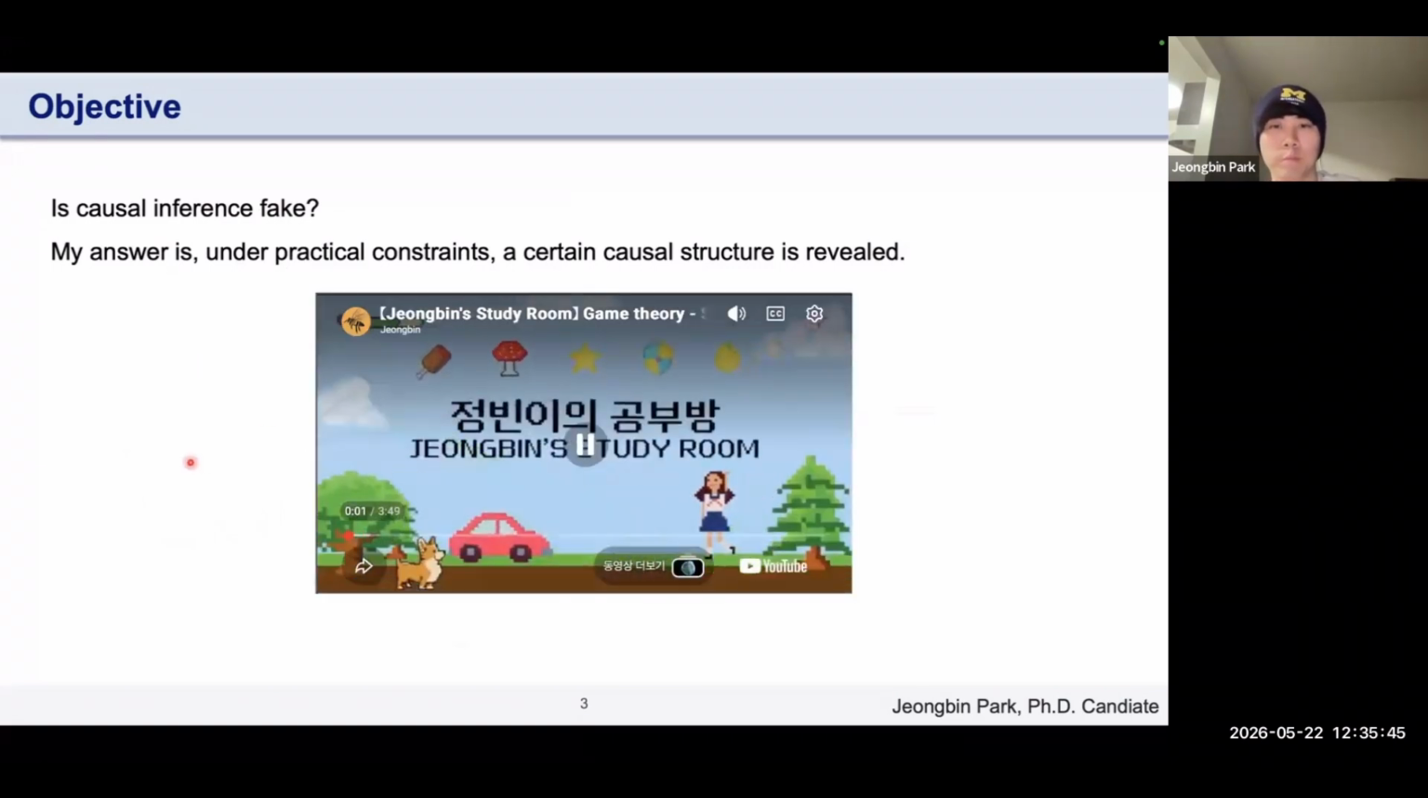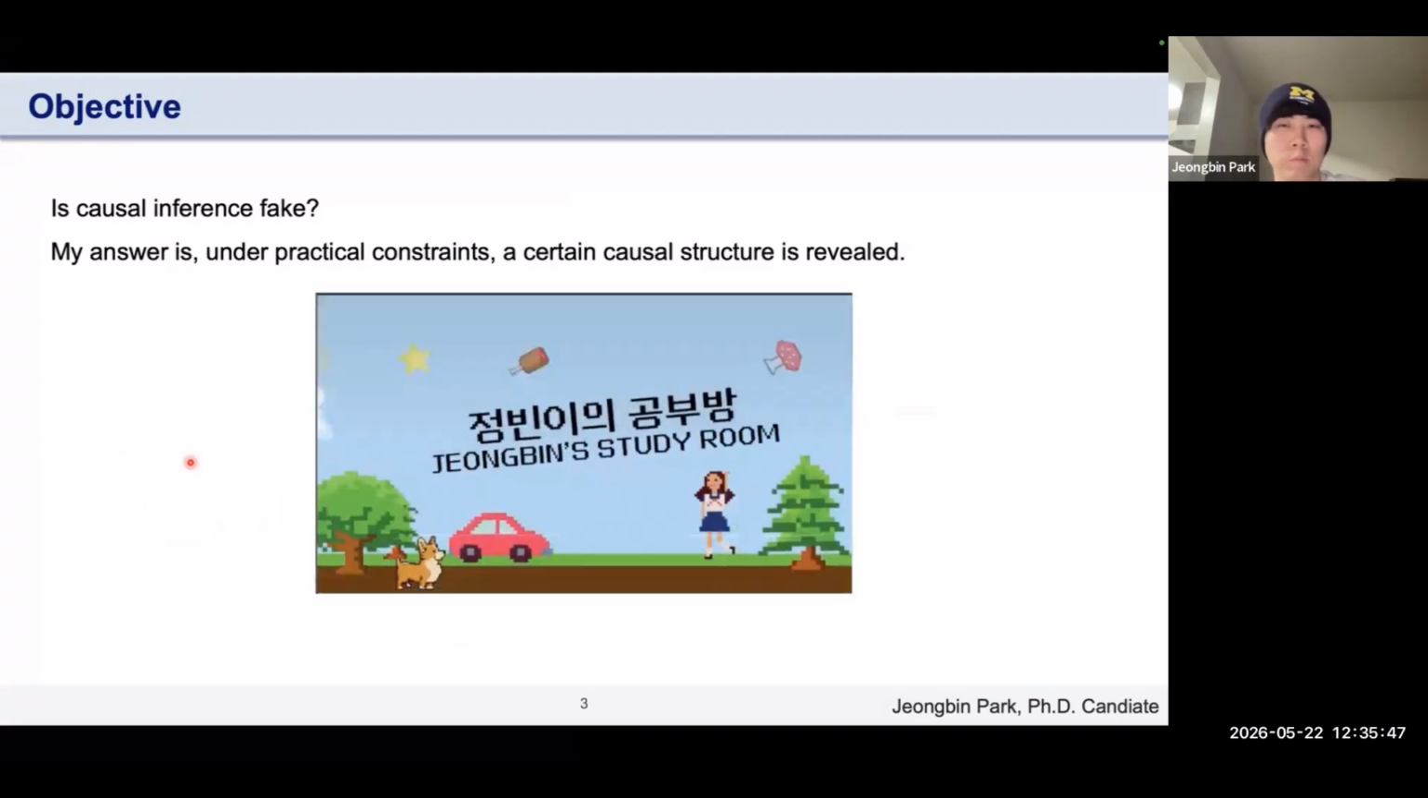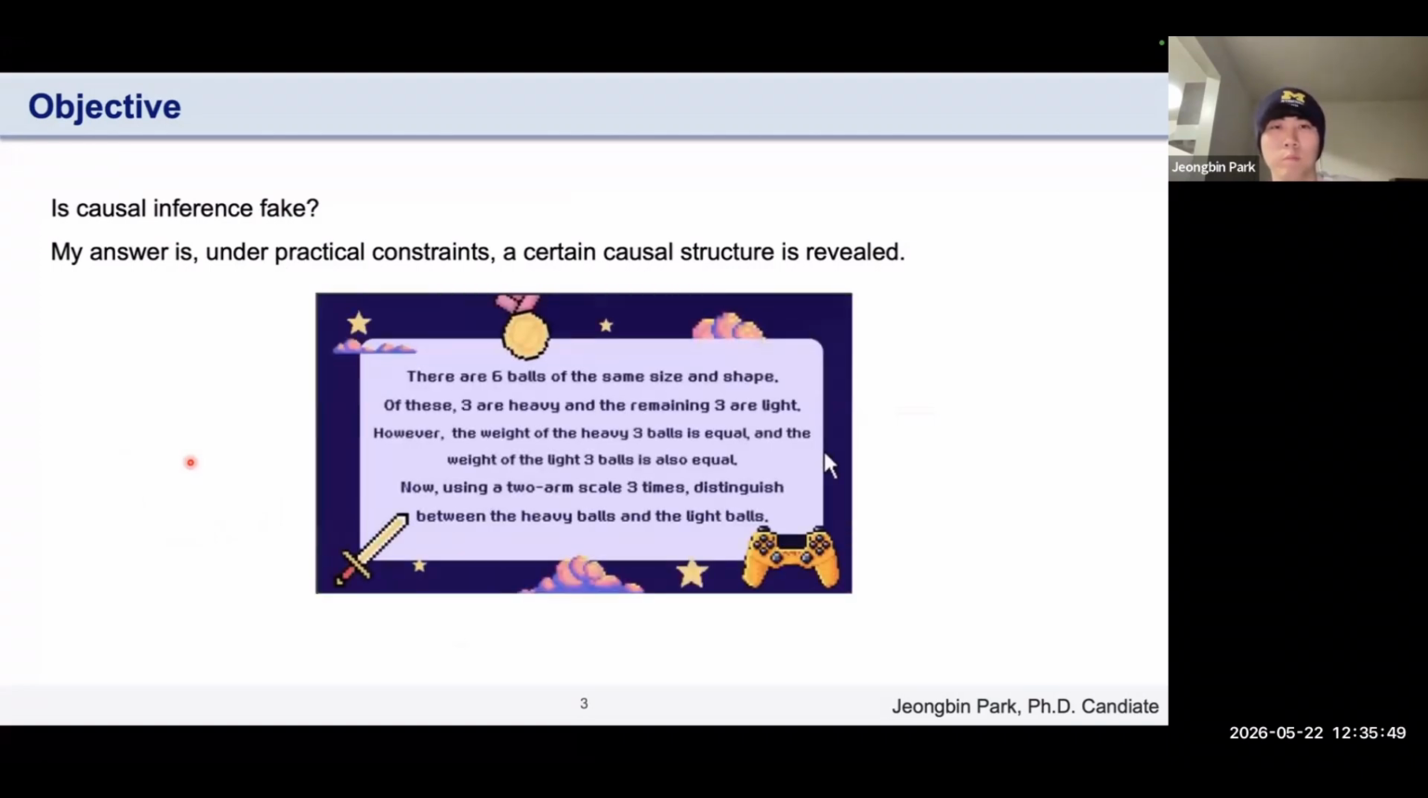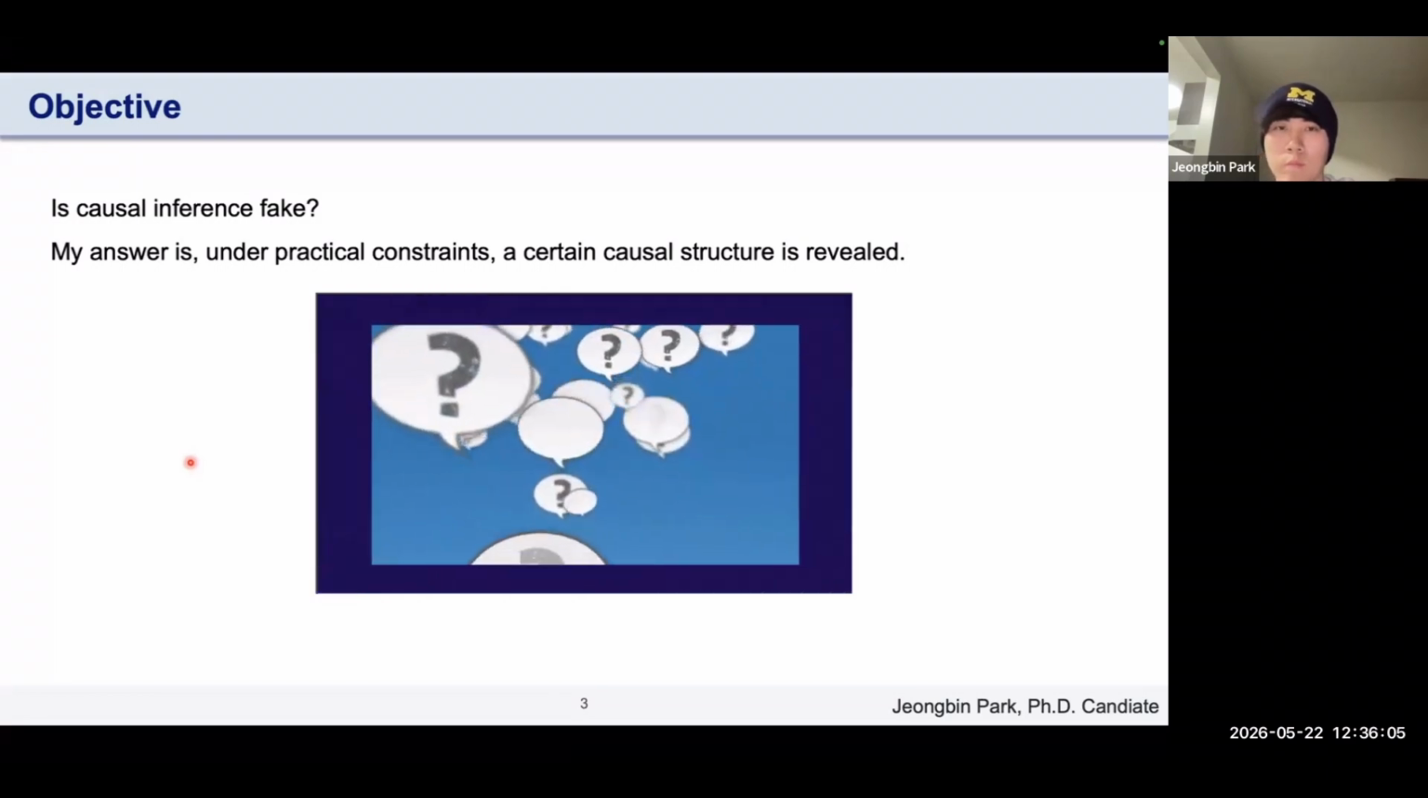Hello, welcome to Jeongbin study room. I've got a math problem today. Among the 6 balls of the same size and shape, 3 are heavy, and the other 3 are light. The weight of the 3 heavy balls is the same, and the weight of the 3 light balls is the same. Using the 2-arm scale 3 times, you need to distinguish between heavy and light balls. How should we solve this problem?